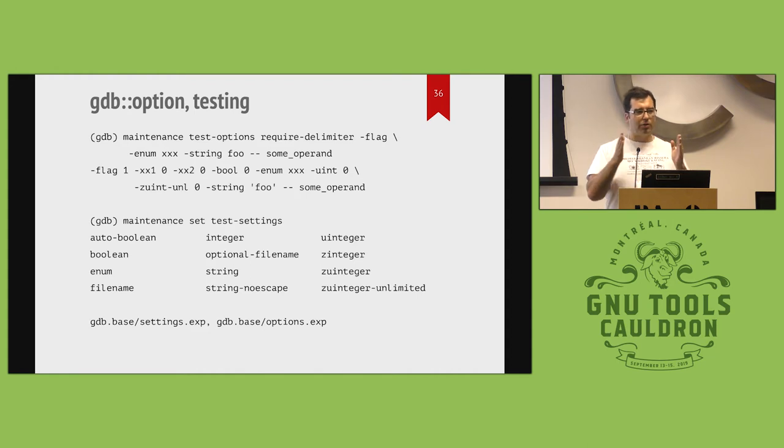You can merge multiple short options in a single dash, like if you do ls minus als, right? So a, l, s are three different options, and you just use one hyphen. And if you want to use long options, you have to specify them separately. With GDB, you always have to specify the long options separately. And the dash thing is the equivalent of the short options.